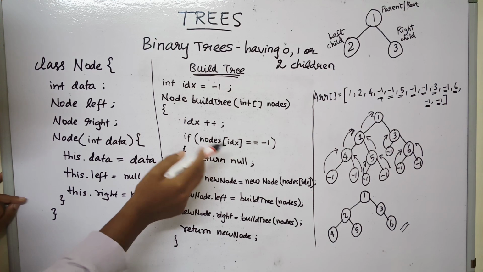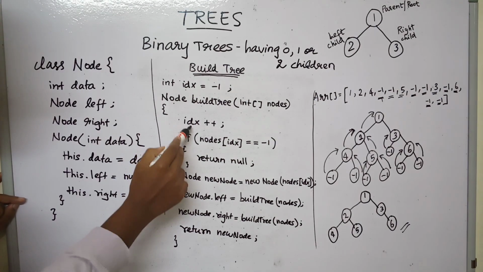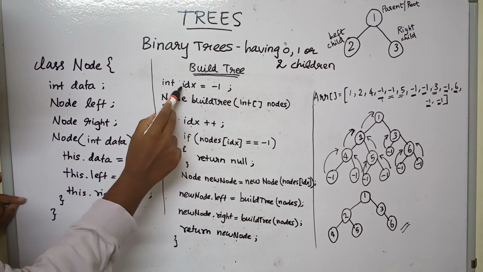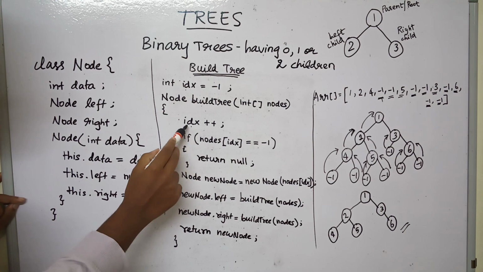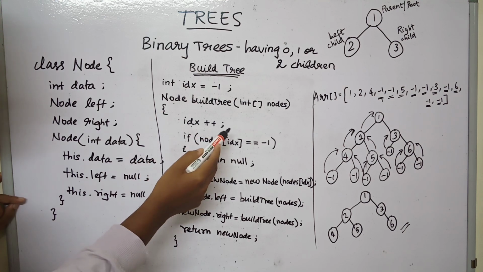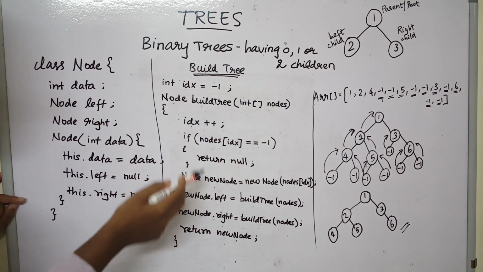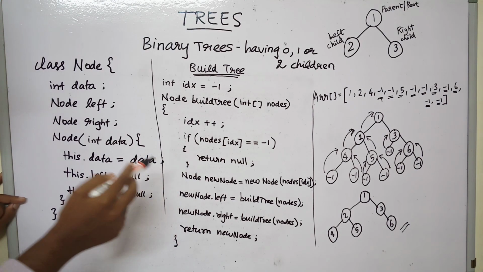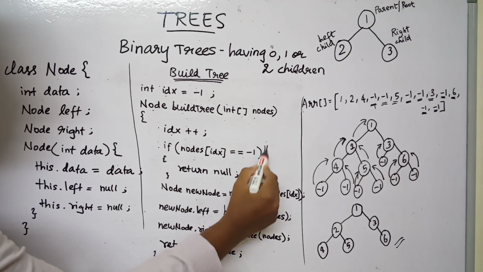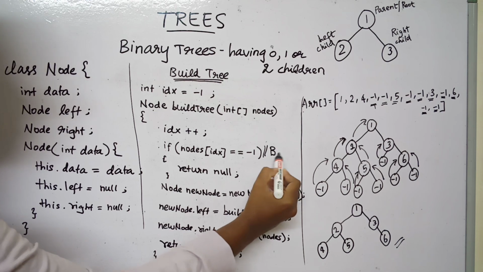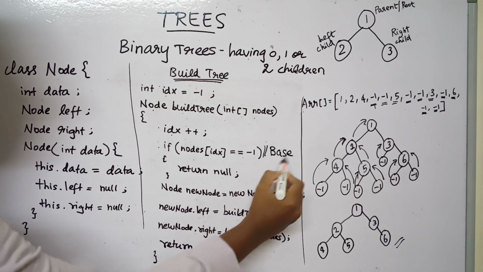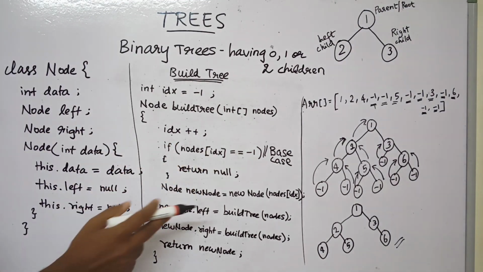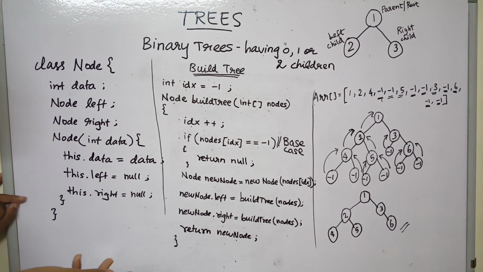Inside this build tree function, I am incrementing the value of index. So initially it is -1. After incrementing, it will become 0. Next, I am having an if condition which is the base case for recursion. So in trees, we'll mostly use recursion. So you need a basic understanding of recursion before going into the concept of trees.